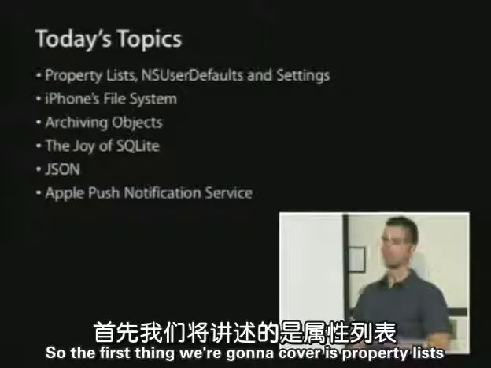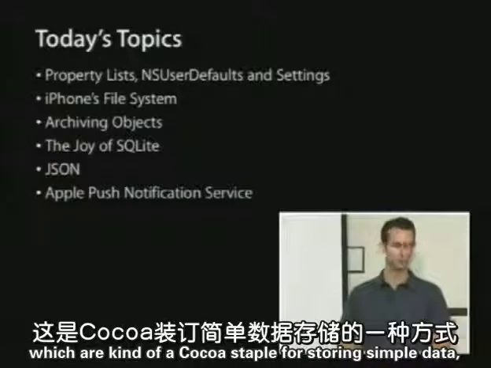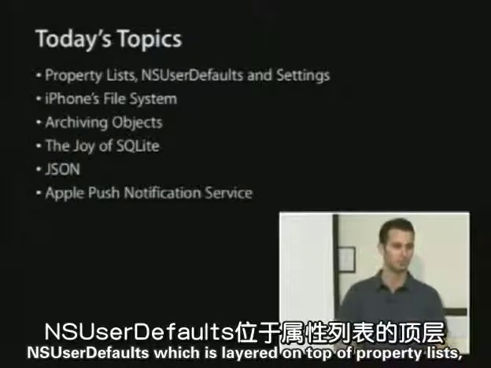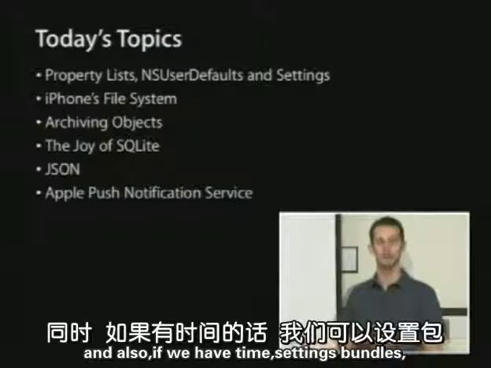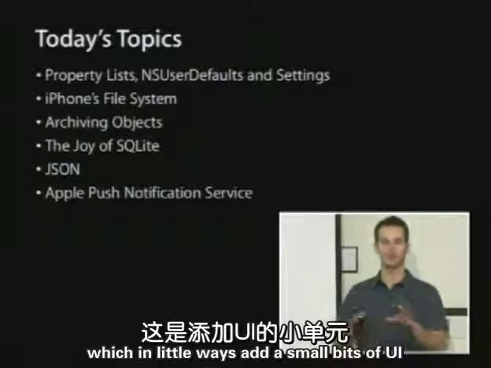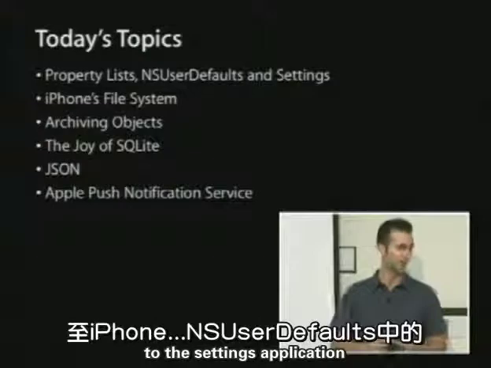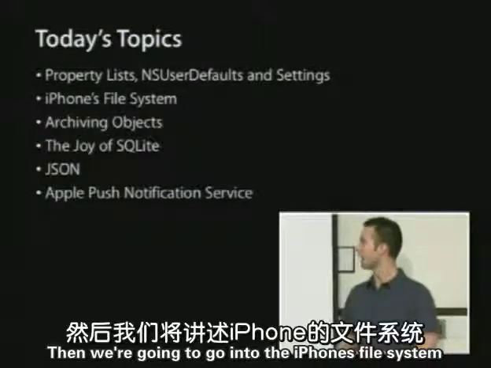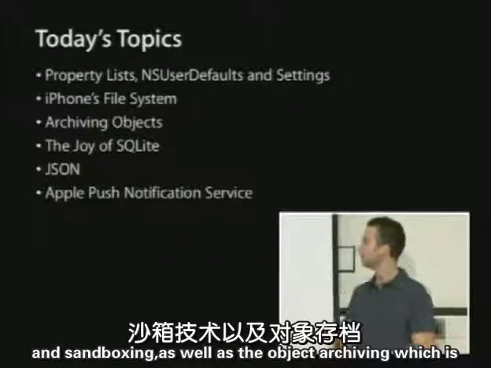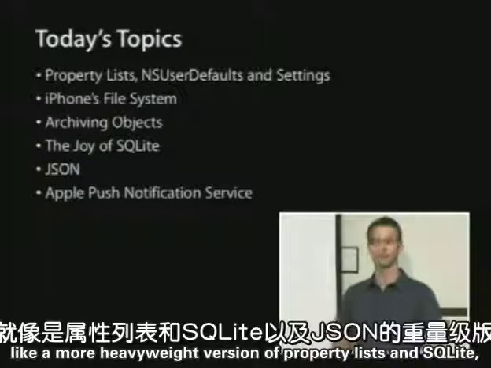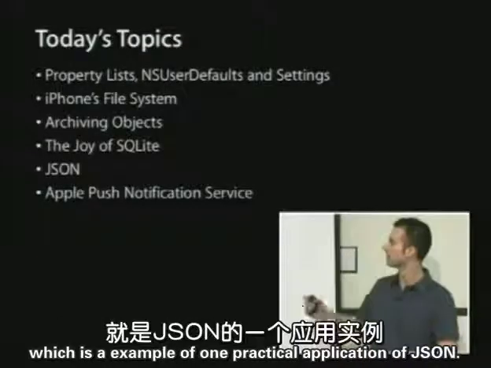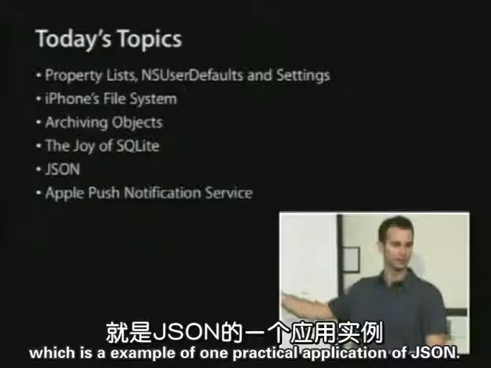So the first thing we're going to cover is property lists, which are kind of a Cocoa staple for storing simple data. NSUserDefaults, which is layered on top of property lists, and also, if we have time, settings bundles, which are little ways to add small bits of UI to the Settings application on the iPhone that you set with NSUserDefaults. Then we're going to go into the iPhone's file system and sandboxing, as well as object archiving, which is like a more heavyweight version of property lists, and SQLite, JSON, as well as the Apple Push Notification Service, which is an example of one practical application of JSON.